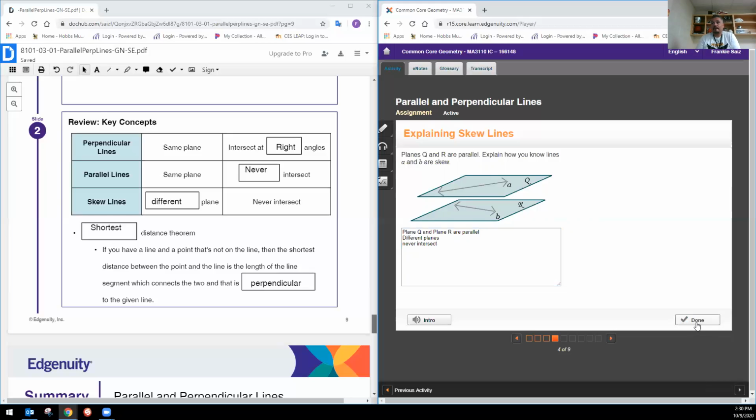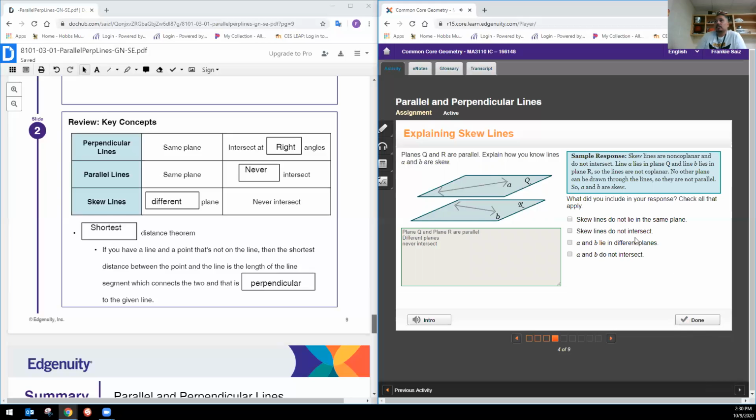Okay, so skew lines do not lie in the same plane, right there. So we did do that. Skew lines do not intersect; they never intersect, right there. Both A and B lie in different planes, plane Q and R. We didn't state that, but we kind of did. We didn't be technical, but we did say that. And then we also said that A and B do not intersect. So it's just like saying these a little bit more in depth. So just be cautious and cognizant that you have to be a little bit more in depth.